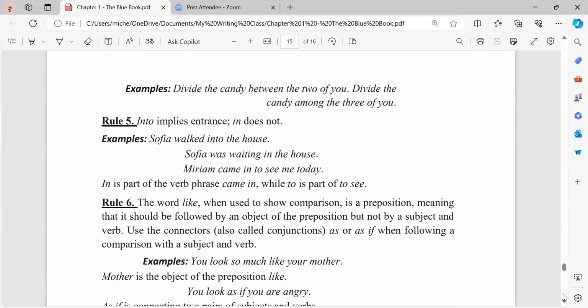Now we have rule number five: "into" implies entrance, "in" does not. So Sophia walked into the house. Sophia was waiting in the house. Miriam came in to see me today. "In" is part of the verb phrase "came in", while "to" is a part of "to see".